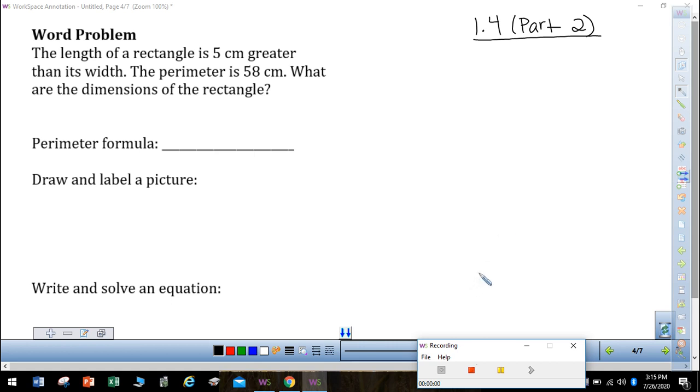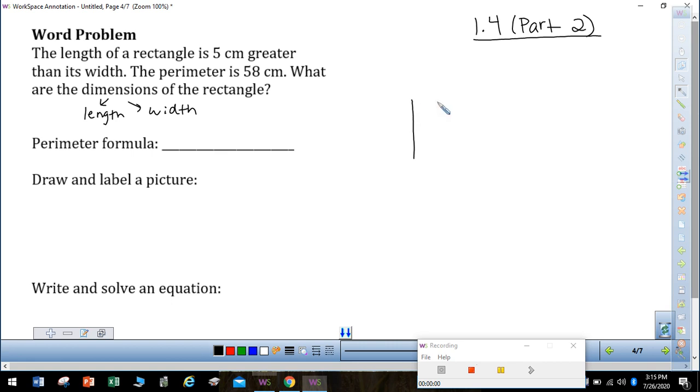This is going to involve a rectangle. It tells us the length of a rectangle is 5 centimeters greater than its width. The perimeter is 58 centimeters. What are the dimensions of the rectangle? Dimensions mean length and width. So what are the length and width? What are the two side lengths? How long are they of this rectangle?